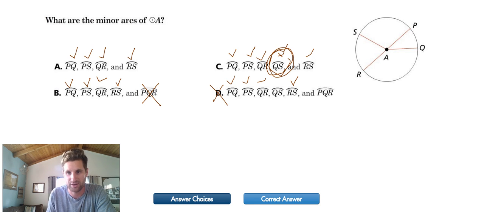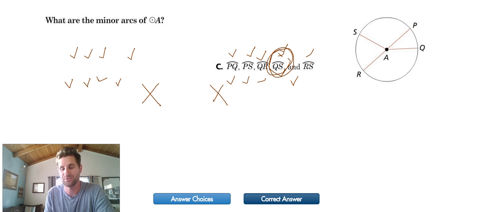So let's take a look at our correct answer. And it is this one. QS would also be a minor arc. If we said QRS, then it would not be. Okay? So we get right there our answer.